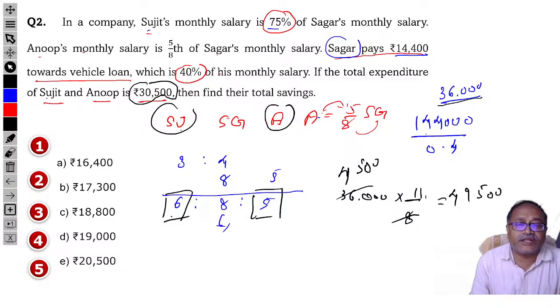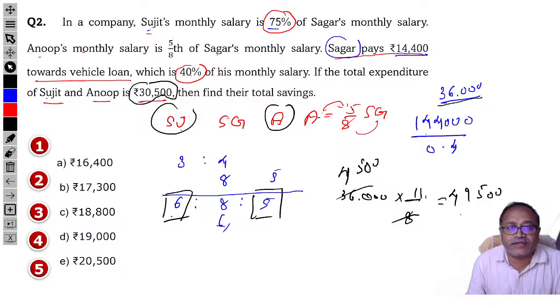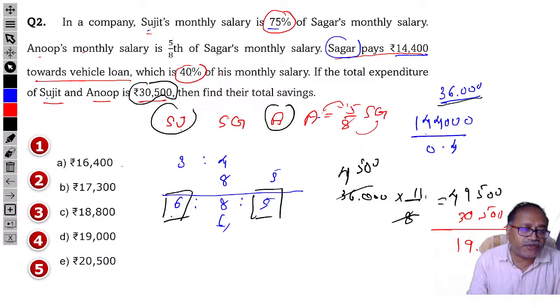So what is their total saving? From here, if I take out their expenditure, 30,500, I notice that their saving is 19,500. Anywhere we have the 19,500? No, 19,000. I'm sorry, 19,000. So we have option D. Check, my friends. It is option D.